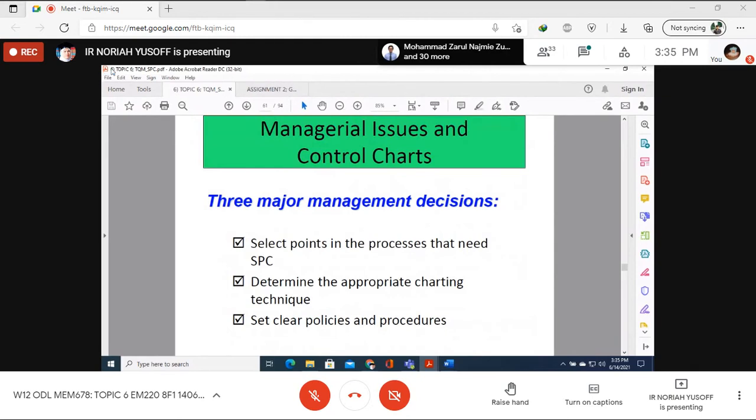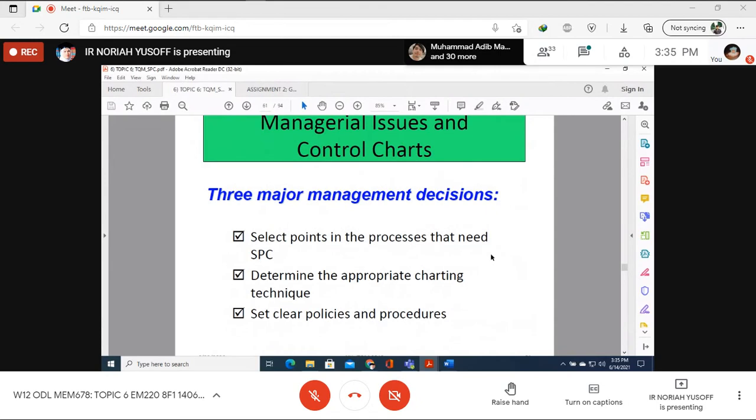So managerial issues and control chart. So 3 major management decisions. So select points in the process that need SPC, determine the appropriate charting technique, set clear policies and procedures. Maksudnya kat sini, well, if you are planning to implement the statistical process control, you have to identify which process is actually suitable for you to come up with that activities. Okay, so the process must be measurable, and then it is continuous throughout the day, and then it must be easy for you to monitor the process.